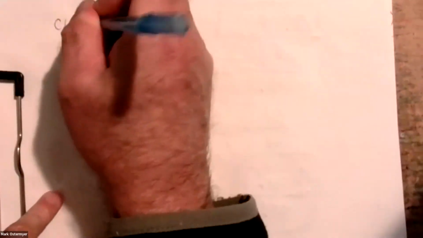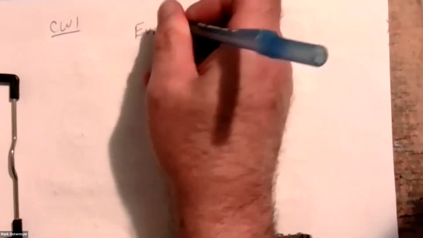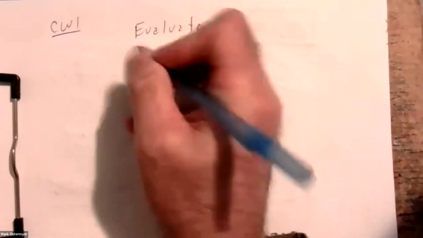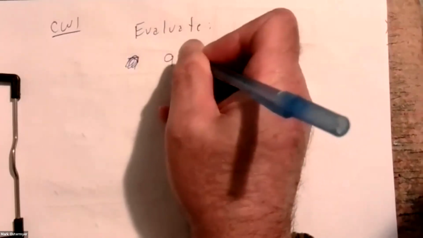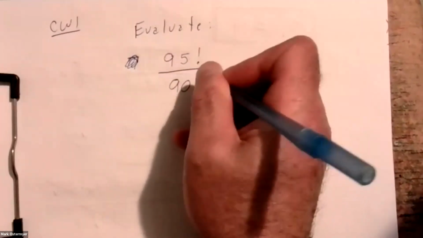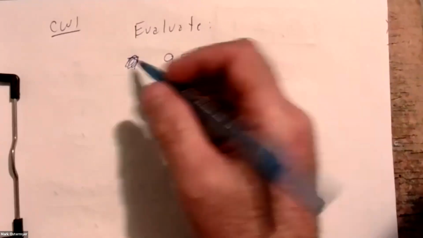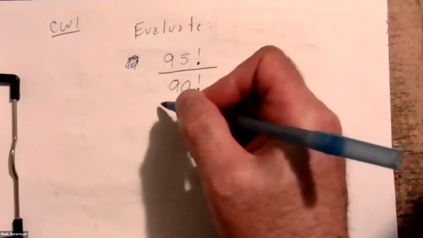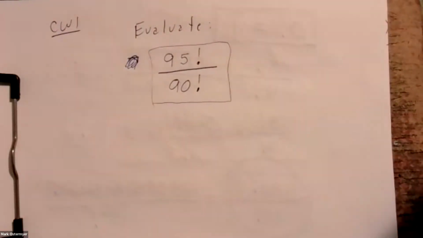All right. So for classwork number 1, let's see if you can do this problem here. We'll call this classwork number 1. I want you to evaluate this. How about 95 factorial divided by 90 factorial? All right, ladies and gentlemen, go ahead and try that on your calculator or whatever. Before you try it on your calculator, you may have to rewrite this. Go ahead. We'll call that classwork 1. See if you can negotiate that and evaluate what that's equal to.